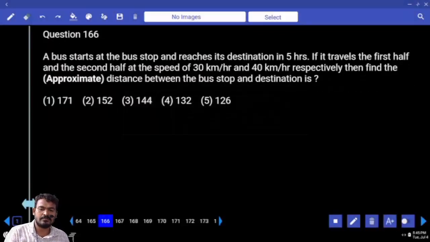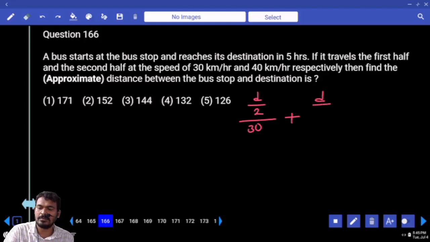Half the distance. Okay. First case, half distance, so we write d by 2. It is covered with a speed of 30. Second case, also half distance d by 2. It is covered with a speed of 40. These two are added, and we get the total time. What is the total time? 5 hours. Okay. What are the denominators? 30 and 40.